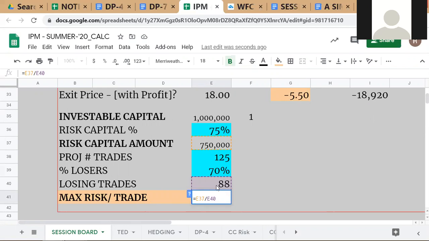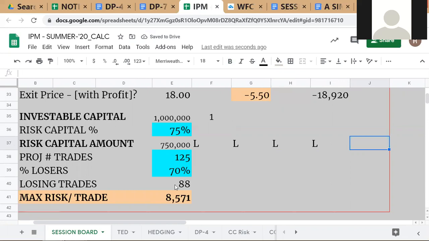You divide the risk capital by the projected number of losing trades. So what we are assuming here is the number of losing trades that you have. Let's say you have these losses like that. If you have all the losses together, and all the trades that you're doing in this manner, you keep having the losses. So the first 88 trades in the system will all be losses. And this is the worst case scenario. So this is a very, very conservative way of planning your losses and planning your maximum risk per trade.